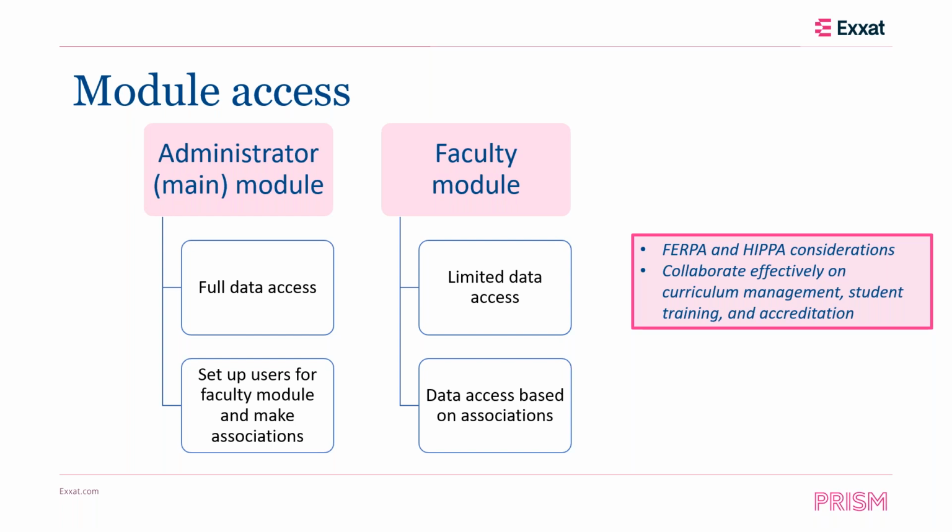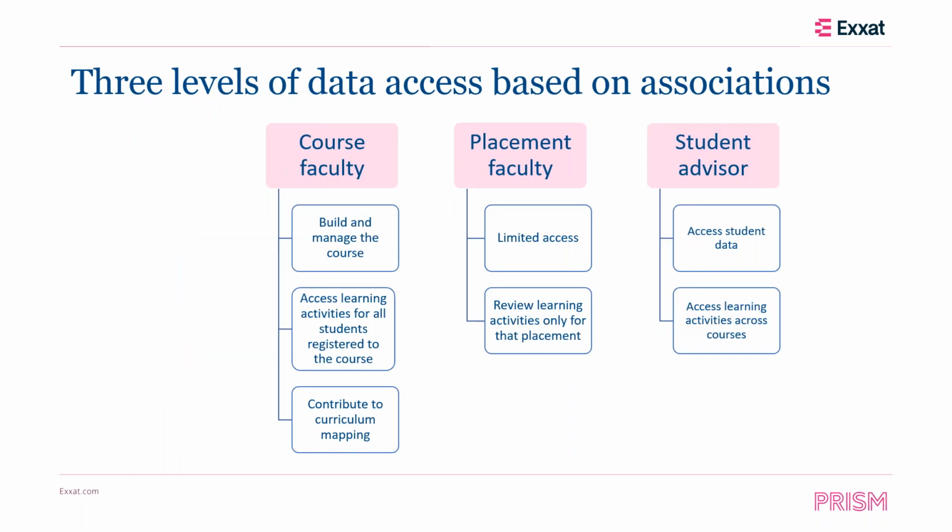So how you can associate faculties to the different entities, let me quickly show you that. You can see that there are three levels of access, based upon the association that you provide to your faculties. The first one is the course faculty. If you are associating a faculty to a particular course, we call them the course faculty. These faculties are responsible to build and manage the courses. They are able to contribute to the curricular mapping, and they can get access to all the learning activities of all the students registered for a course. This is the highest level of association, where they can see the complete data about the course.